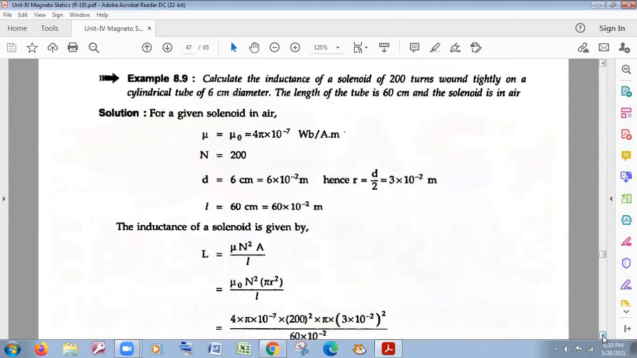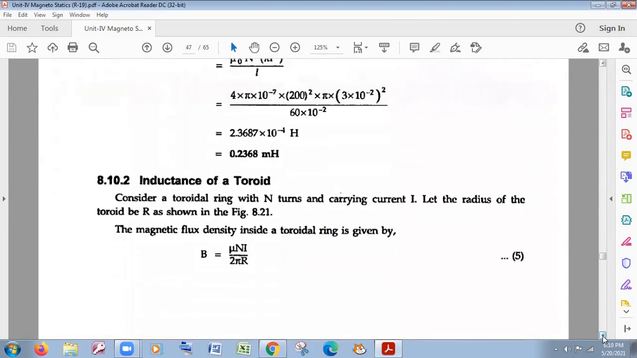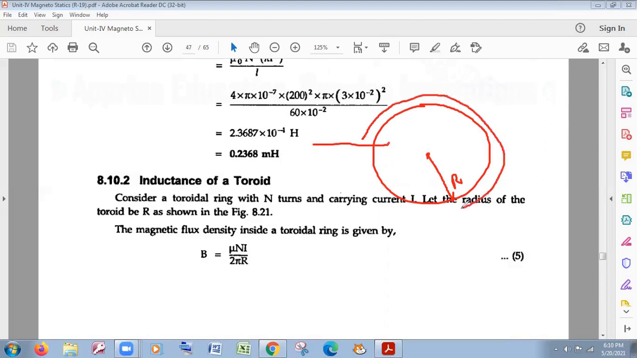The second, I told, is the inductance of the toroid. Inductance of the toroid, my students. The toroid is a ring with the radius of R. Toroid ring with the radius of R, and the current passes through this, having the number of turns like this. The toroid ring with the radius of capital R.